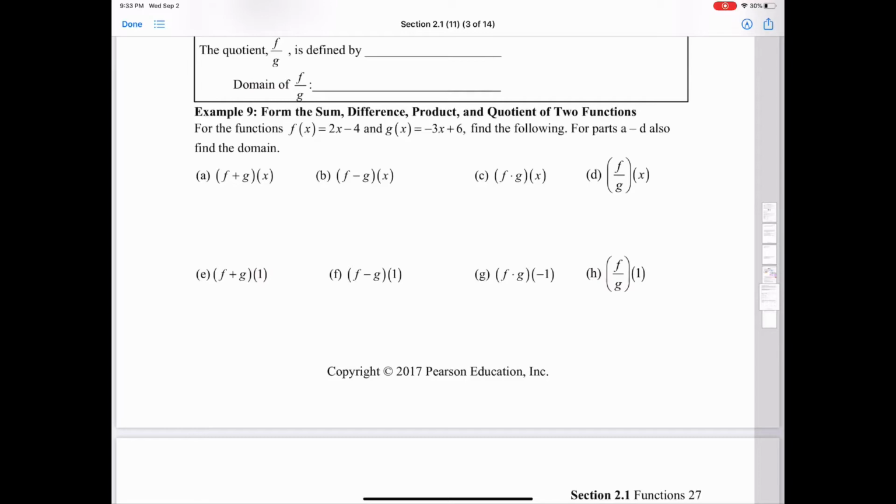In this video, I'm going to do this example 9. All the other example videos have been posted, so this is the only one that's missing from this worksheet. So I will be posting it here.